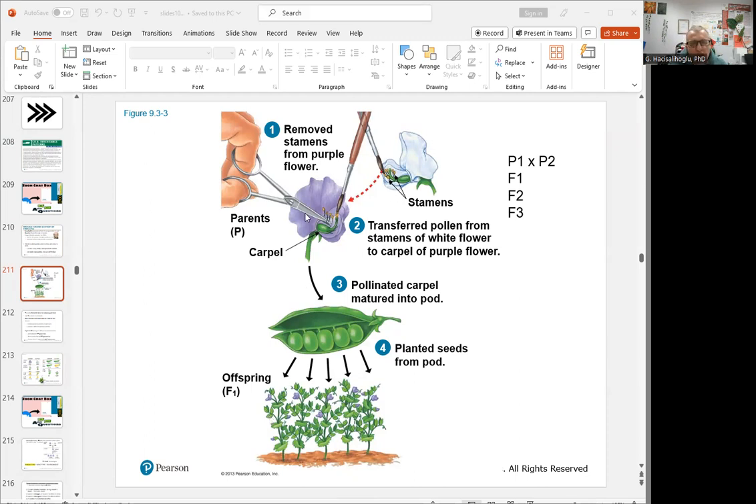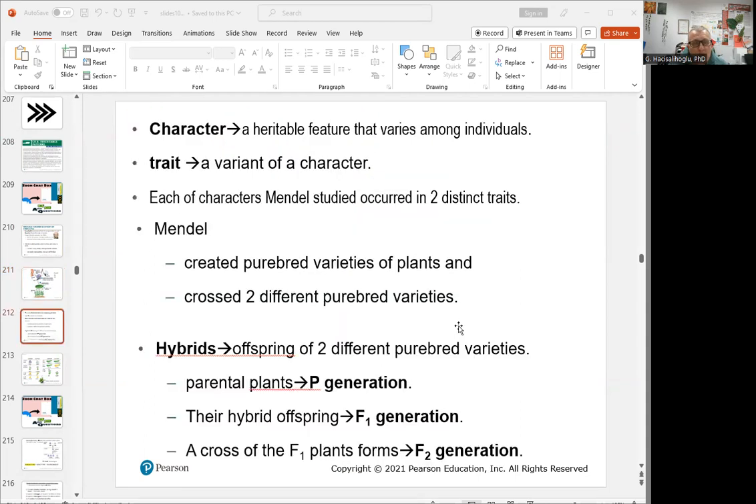When Mendel crossed purple flower pea plants with white flower pea plants, all the F1 were purple, and he was curious why. Then when he crossed them, he saw what is called 3 purple to 1 white, which is one of his ratios, called the 3-to-1 ratio in genetics.